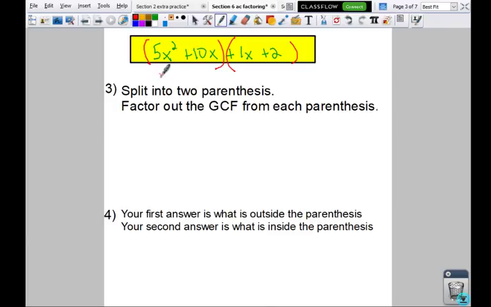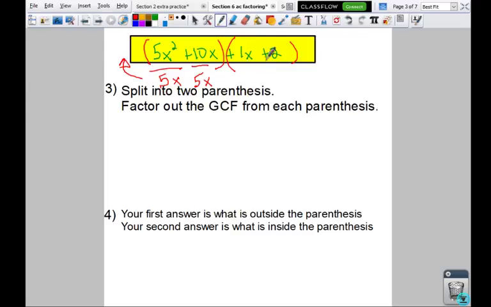Okay. So in my first parenthesis, I have 5x squared plus 10x. What number goes into 5 and 10? What's the biggest number? 2? 2 goes into 5 and 10? 5. There we go. 5. So 5 goes in here, right? So I'm going to take out a 5. But can't I also take out an x? We're going to take out a 5x. We're going to factor that out.